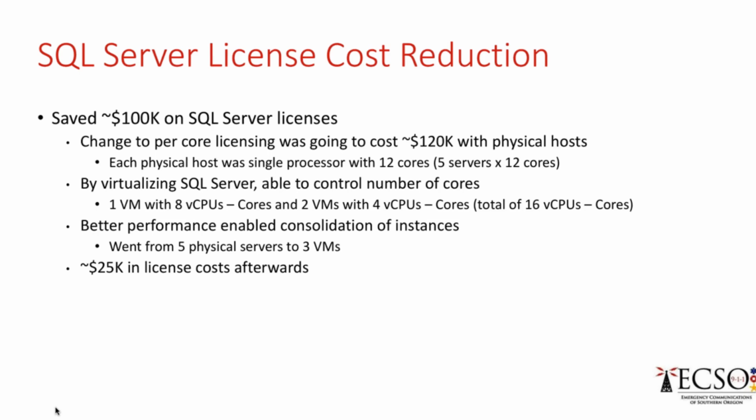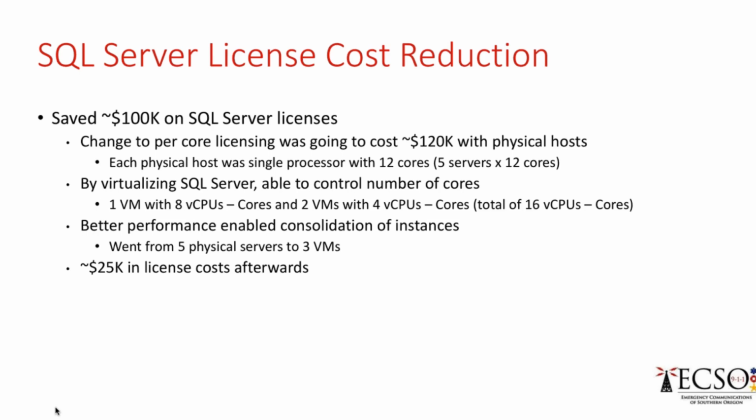What happened is that Microsoft was changing to per core licensing, and it was going to cost them about $120,000 with their physical hosts. Each physical host was a single processor with 12 cores. So they had 5 servers, right? 3 at their primary site, 2 at their DR site. Each server had 12 cores. Okay, so that's going to cost them a fair amount.